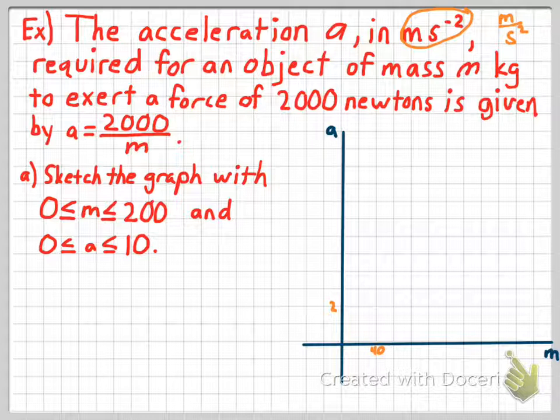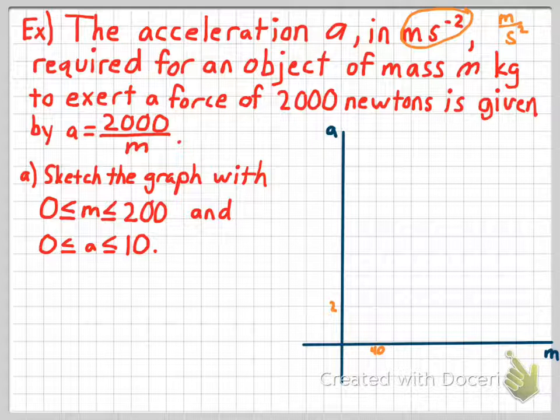Okay, so the fact that we're only dealing with positive values for m means we're only going to get one branch for our reciprocal function. And we need to know where is going to be the vertical and the horizontal asymptote of this branch. And since there's no translations involved, that means the x-axis, or the m-axis in this case, and the vertical axis are going to be our asymptotes again.